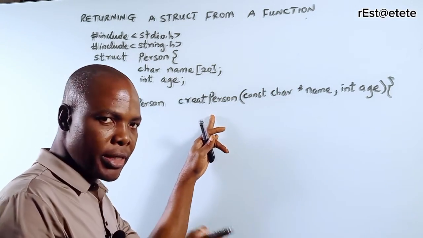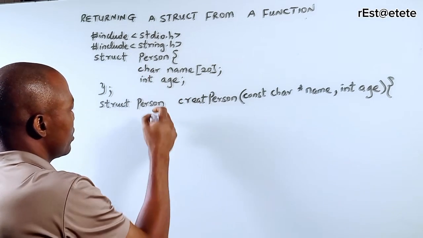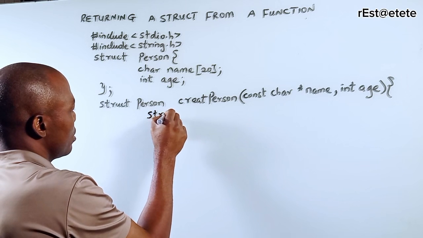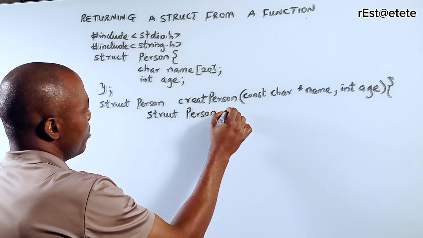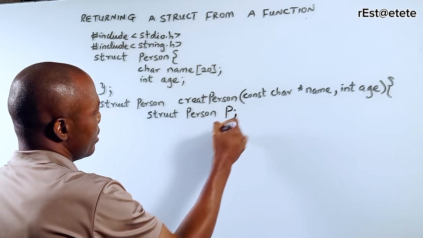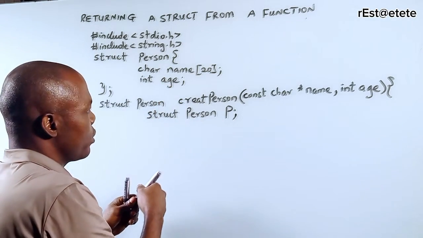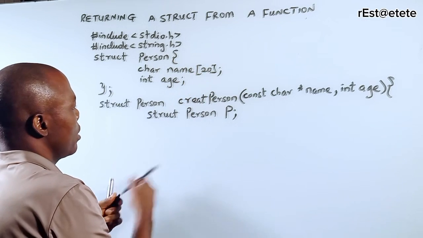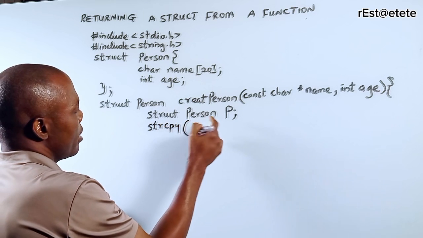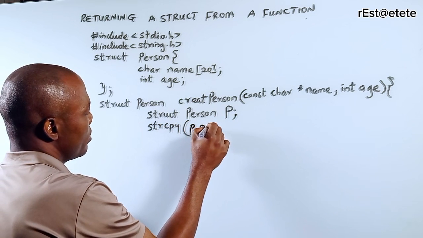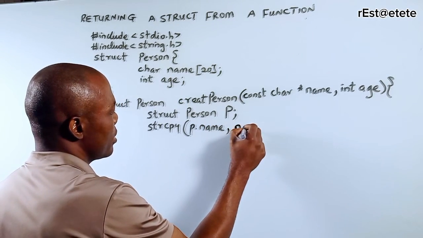So what do we want this function to do? We want this function to create the person. So the next thing we do is we create a variable for this: struct person p. So I've created a variable for the struct person. Now I'm going to access these parameters inside this function. So I will say strcpy, then I'm using p.name to access the name, and I'm going to copy whatever is supplied here into it, name.